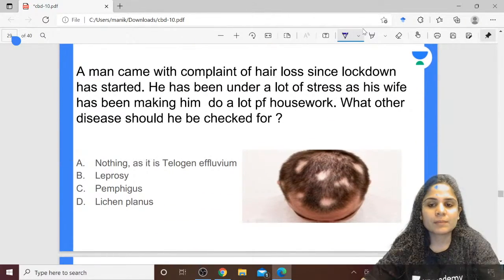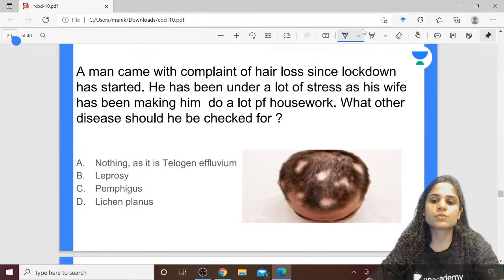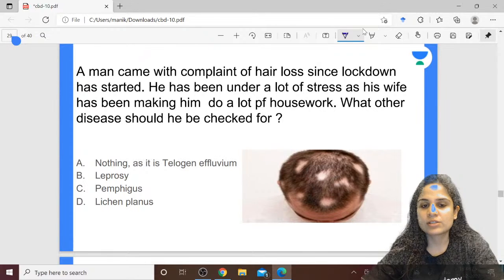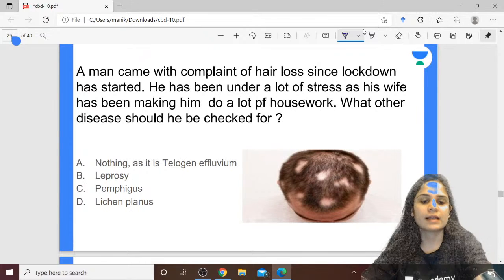A man came with complaint of hair loss since lockdown has started. He has been under a lot of stress as his wife has been making him do a lot of housework. What other disease should he be checked for? Nothing as it is telogen effluvium, leprosy, pemphigus and lichen planus.